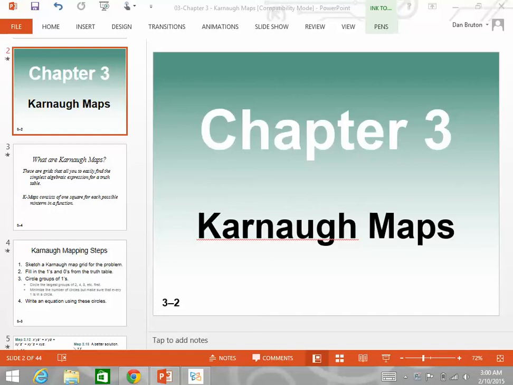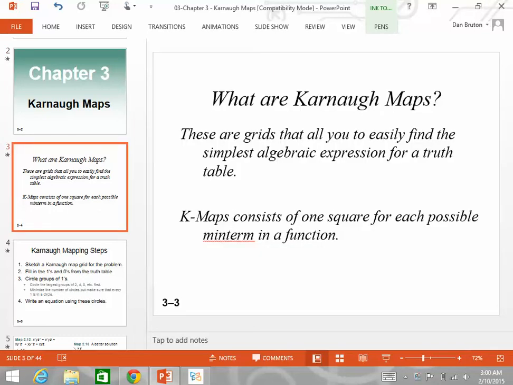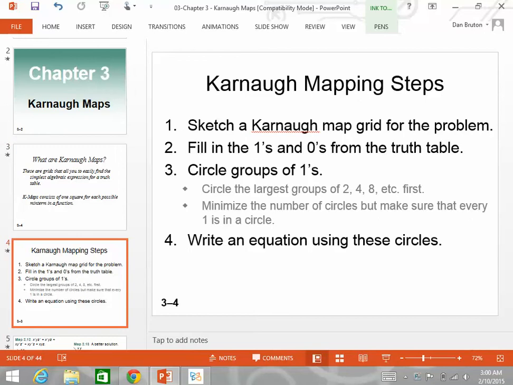Alright, so in this lab we're going to look at Karnaugh Maps, and what they are: tools that really make our lives simpler. Instead of using Boolean theorems to simplify complex problems, you can use this grid, this Karnaugh map, to find a simple algebraic expression from a truth table. It consists of a grid with ones and zeros in it, each one of them corresponding to a minterm in a function.